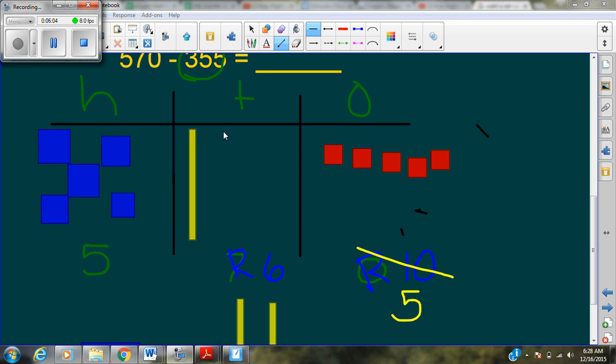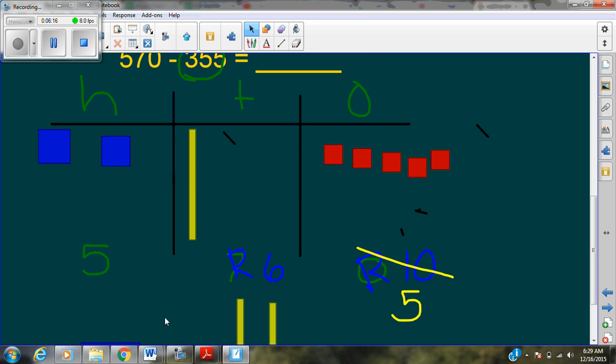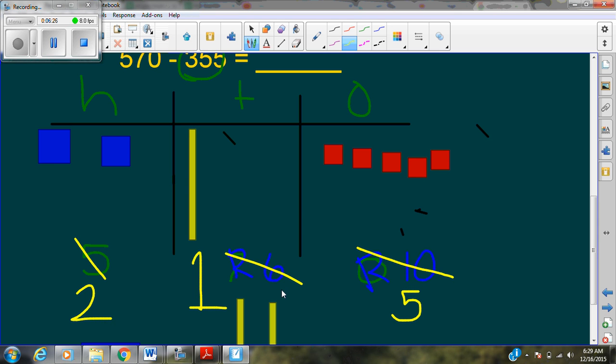As you can see, I have 1 ten left. Now it tells me I need to take away 3 hundreds, and that's exactly what I'm going to do. I took away 3 hundreds. Now, if I write what's left here, I can see that I have 2 hundreds, 1 ten, and 5 ones. So my answer is 215. And that is subtraction.